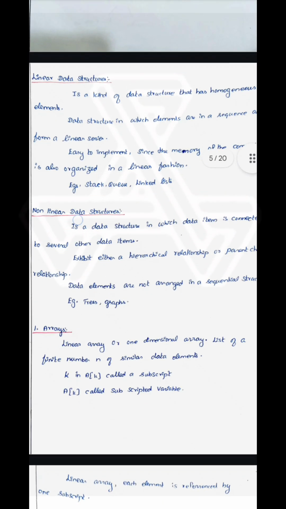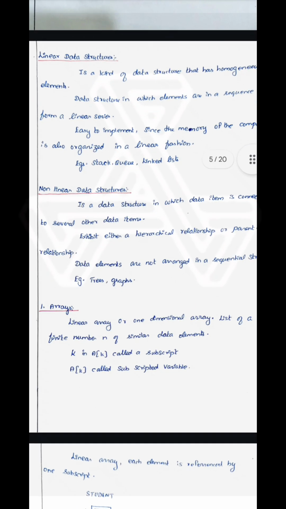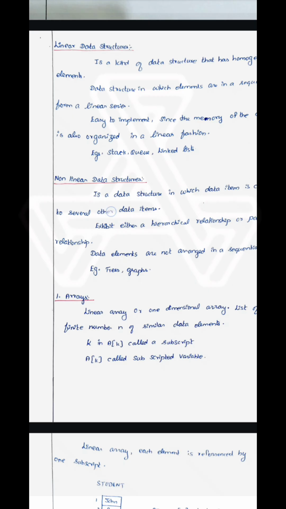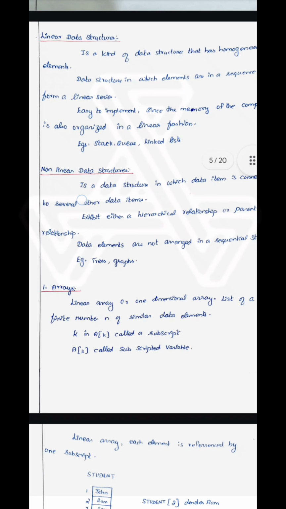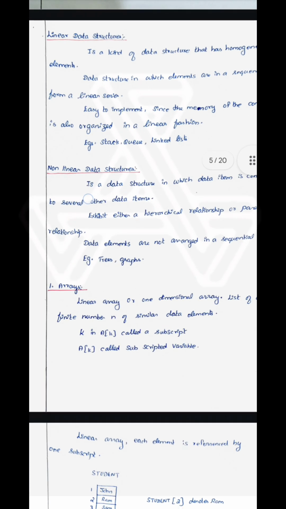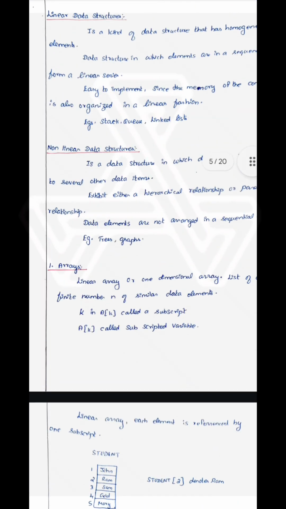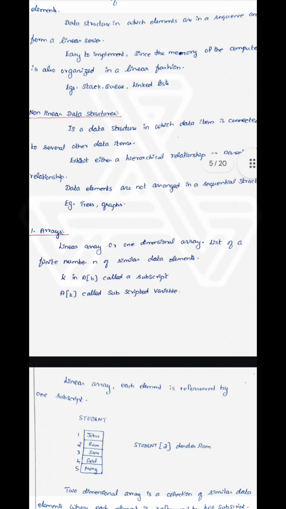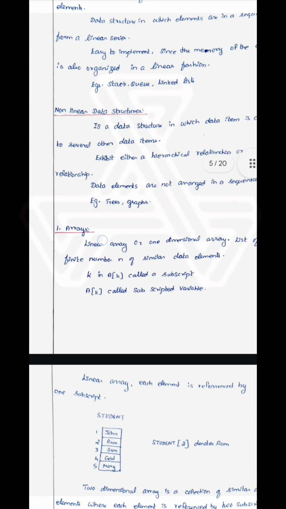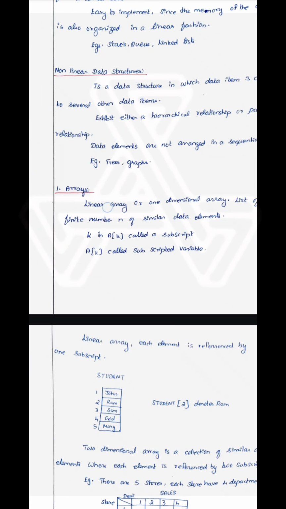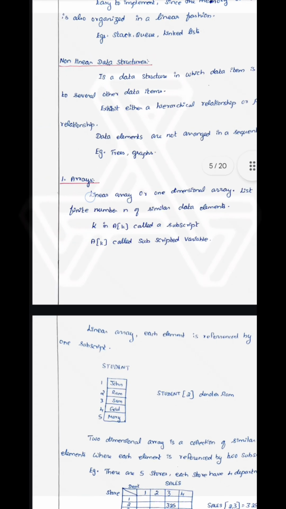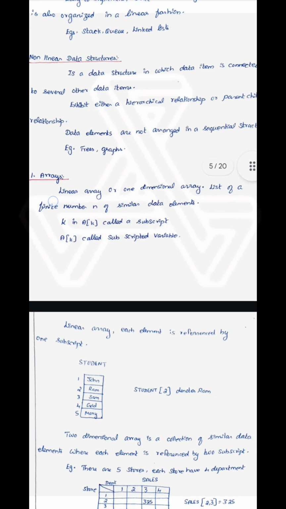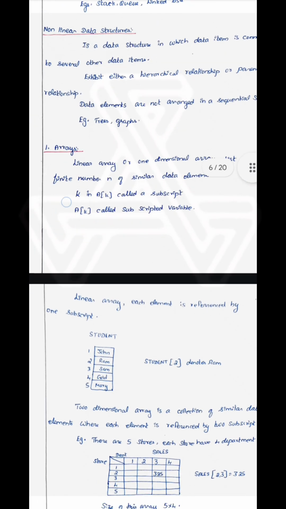Then linear data structure: it is a kind of data structure that has homogeneous elements, in which elements are in a sequence and form a linear series. It is easy to implement since the memory of the computer is also organized in a linear fashion. Examples: stack, queue, linked list, etc. A nonlinear data structure is one in which a data item is connected to several other data items, exhibiting a hierarchical or parent-child relationship. Data elements are not arranged in a sequential structure. Examples are trees and graphs.